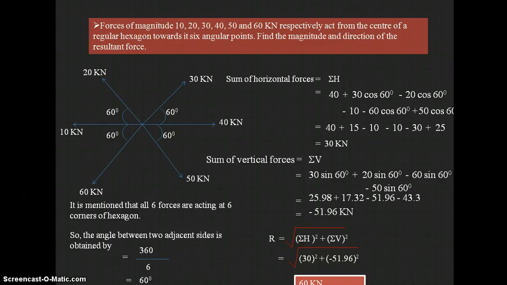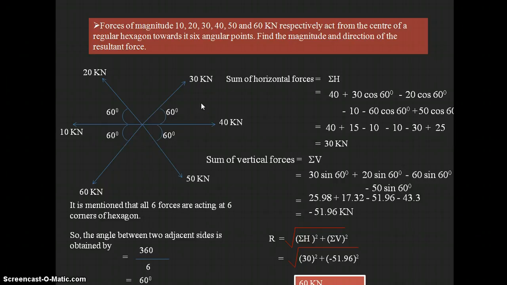That is the resultant force acting on the body, which will produce the same effect as all six forces acting on a particular point, in directions towards the corners of the hexagon. Here the condition is given that the forces are acting towards the six angular points of the hexagon. Why? Because for finding the angle between two adjacent forces in the problem, that relation is given. So for finding the angle between two adjacent sides, we take 360 by 6 degrees, and we get the angles as shown in the figure, that is 60 degrees.